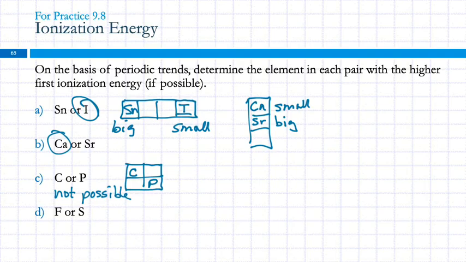And then we've got fluorine or sulfur. Here's fluorine, here's sulfur. Again, a diagonal, but the trend going across tells me that fluorine is smaller and that sulfur is bigger, and the trend going down tells me the same thing. So fluorine's definitely smaller than sulfur, so then fluorine has the higher ionization energy. Any questions?